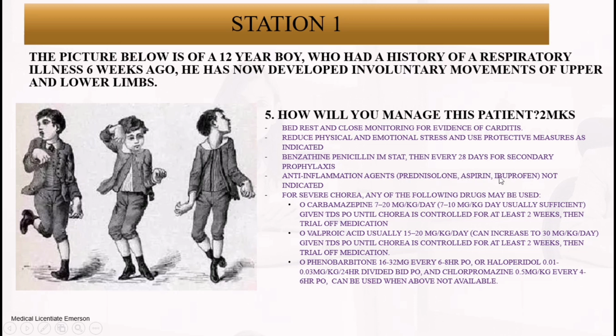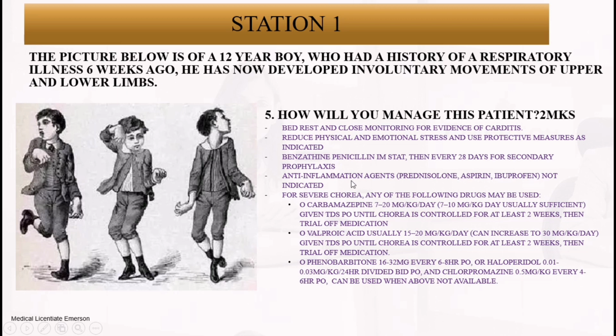Then, of course, this is a point to tell you that anti-inflammatory agents such as prednisolone, aspirin, ibuprofen are not indicated here. So this is chorea. If you want to use them, you have to use them in another condition, but not in chorea. That's the point. So prednisolone, aspirin, and the others are not indicated.